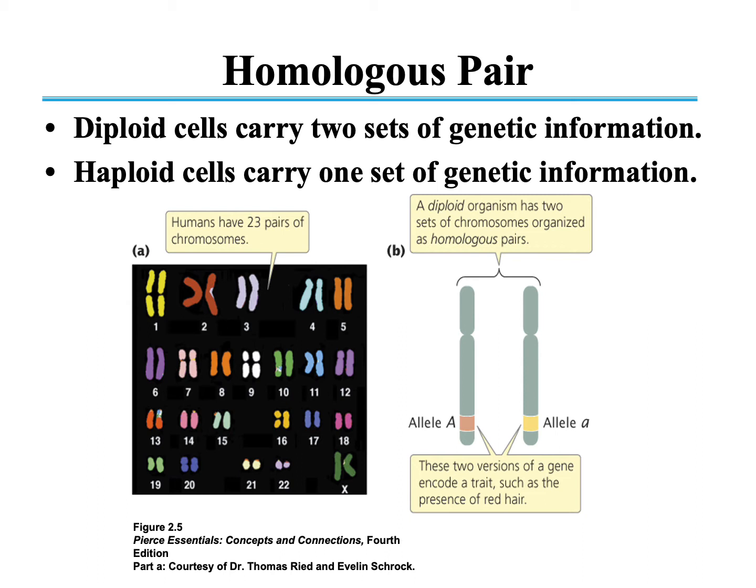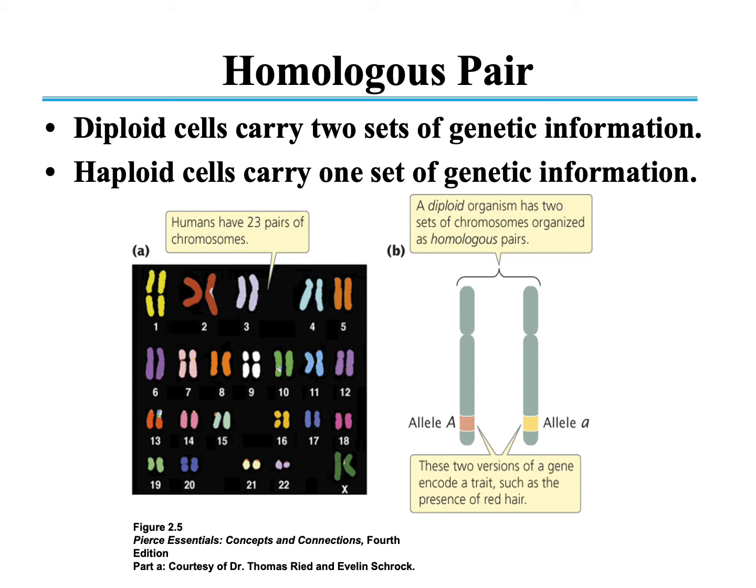The first two definitions that are going to be repeated throughout the semester are definitions that deal with the amount of genetic information in a given cell. The term haploid refers to a cell that carries one complete set of genetic information.